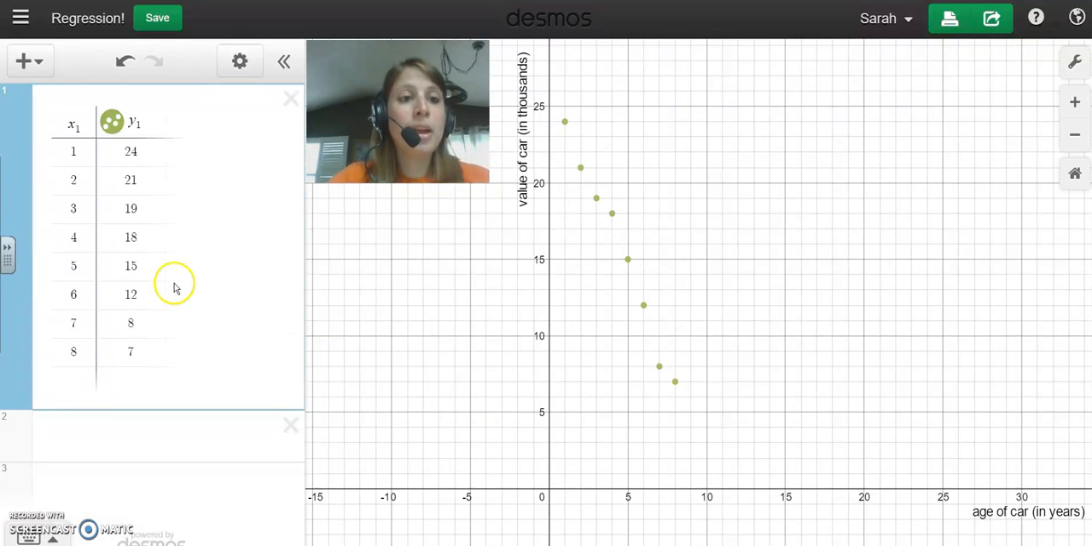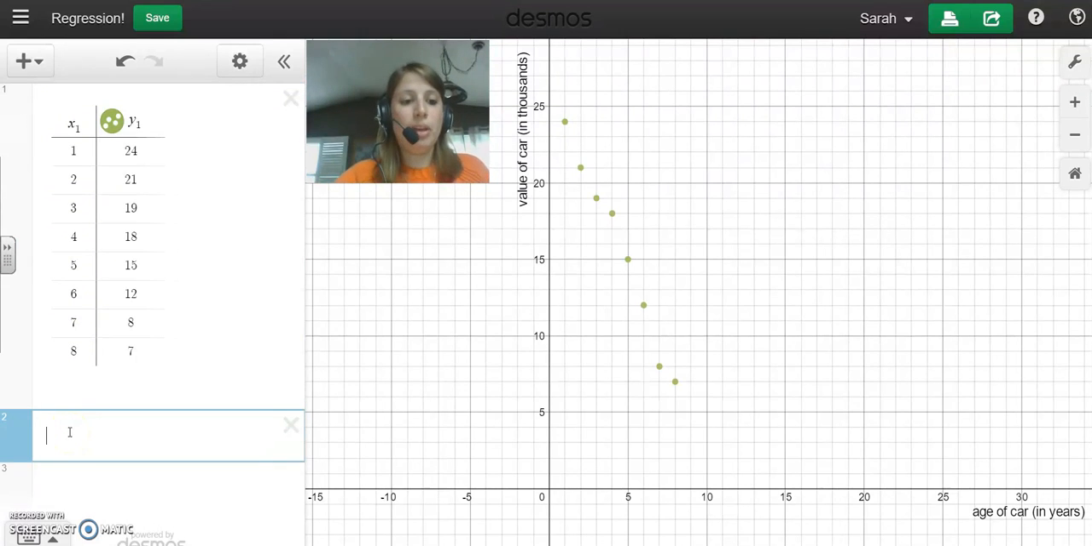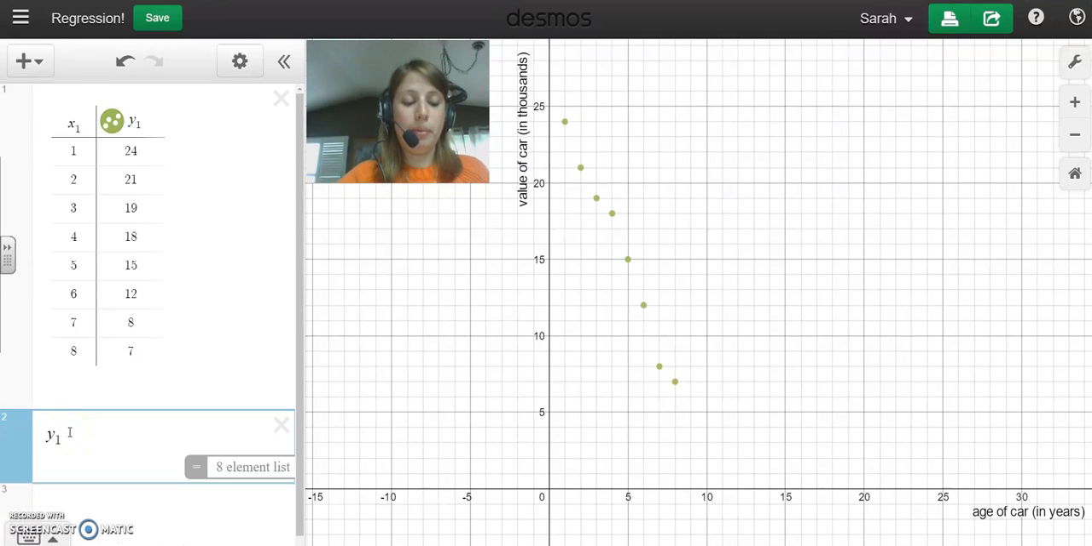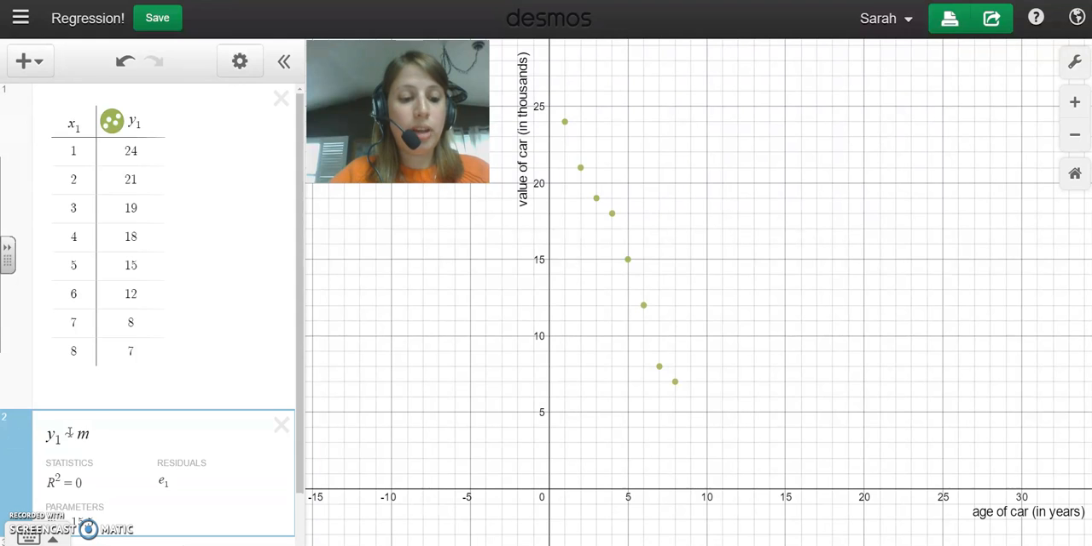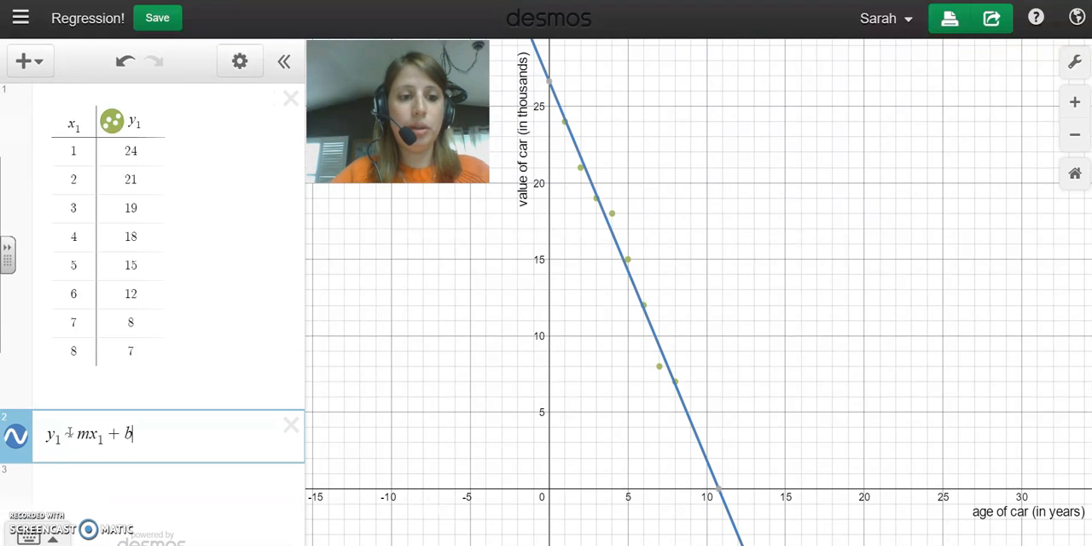We want to see, do the data in my y column relate to the data in the x column in a linear function relationship? The most common form of a linear function that we use is slope-intercept form. So in my second row, I'm going to type in, does y1 relate to x1 in slope-intercept form? To see if it relates, we use tilde. Tilde, instead of the equal sign, will help us use regression to see if it relates. So does y1 relate to m times x1 plus b?